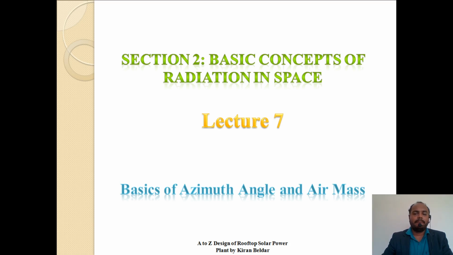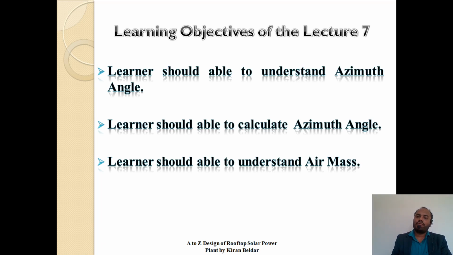Section number 2, Basic Concepts of Radiation in Space. Lecture number 7, Basics of Azimuth Angle and Air Mass. Learning objectives of lecture number 7: the learner should be able to understand azimuth angle, calculate azimuth angle, and understand the air mass concept.